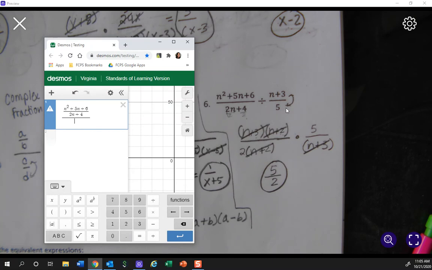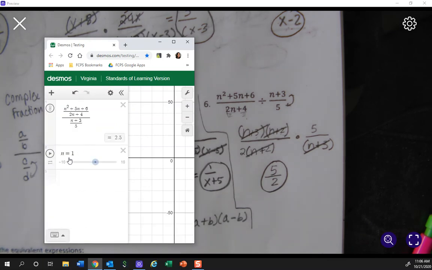Now I'm not going to flip this. I'm just going to put it exactly as my original problem was. N plus 3 divided by, see, that's why you need to make sure to put your division symbol first. N plus 3 over 5. Add the slider. I mean, it naturally turns it into a 1, but even when you change it, it still goes to 2.5, and 2.5 in fraction form is 5 over 2. Okay, so that checks out.